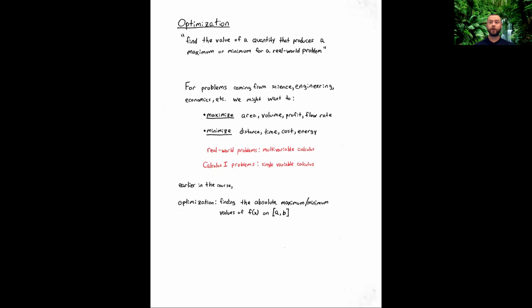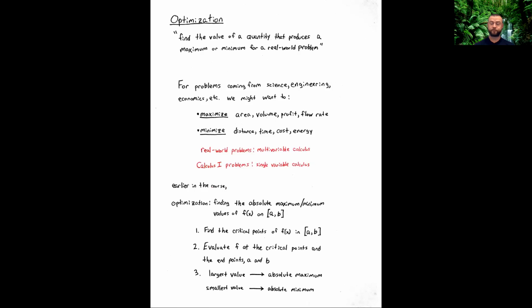Now let's go back to earlier in the course when we started talking about absolute maximums and minimums, and then shortly after that, critical points and local maximums and local minimums. We maybe necessarily didn't call it optimization, but we did have a procedure for finding the absolute maximum and absolute minimum values of a function on a closed interval from A to B.